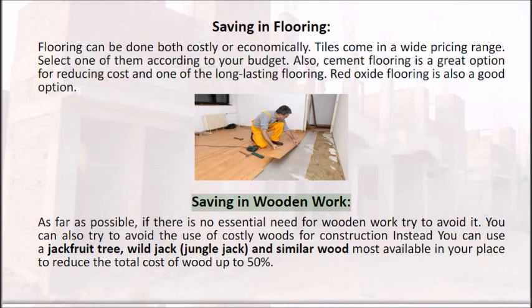Saving in wooden work. As far as possible, if there is no essential need for wooden work, try to avoid it. You can also try to avoid the use of costly woods for construction. Instead, you can use jackfruit tree, wild jack, jungle jack, and similar wood most available in your place to reduce the total cost of wood by up to 50%.